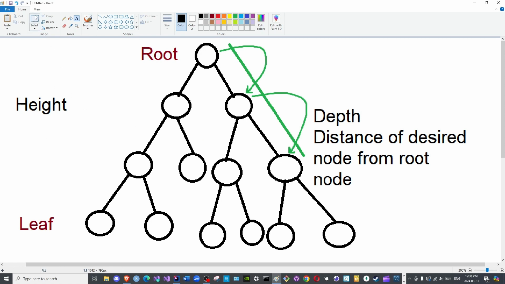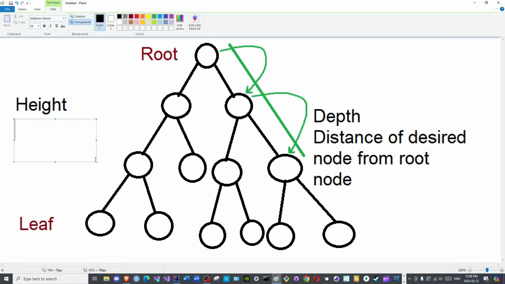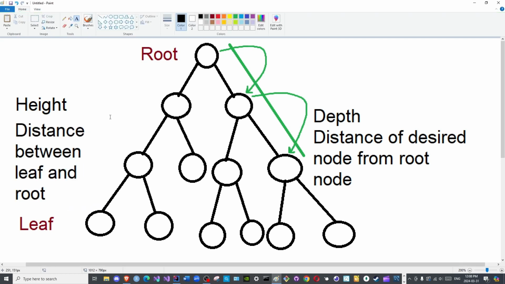What is the distance? What is the height? Sorry. It is the distance between a leaf and the root. So what is the height of this tree? Basically, how many nodes constitute the height of the tree? I will use this blue color. It is this. This is the height of the tree.